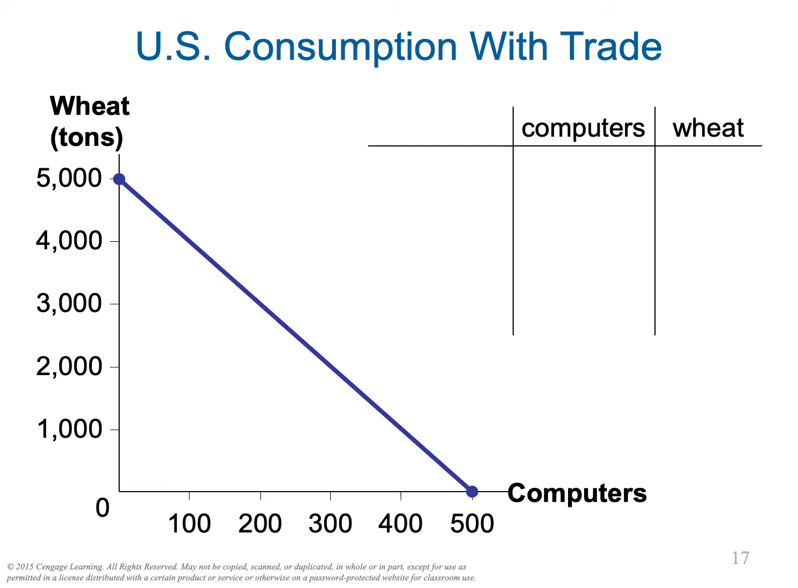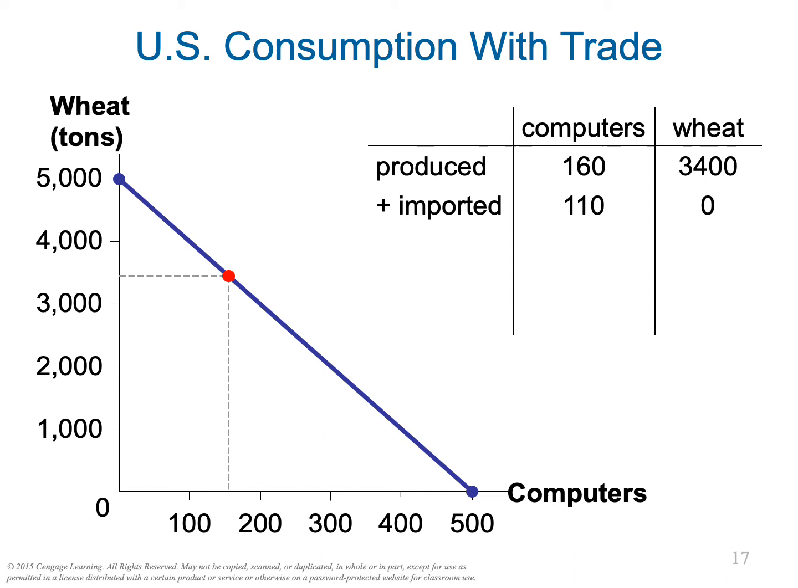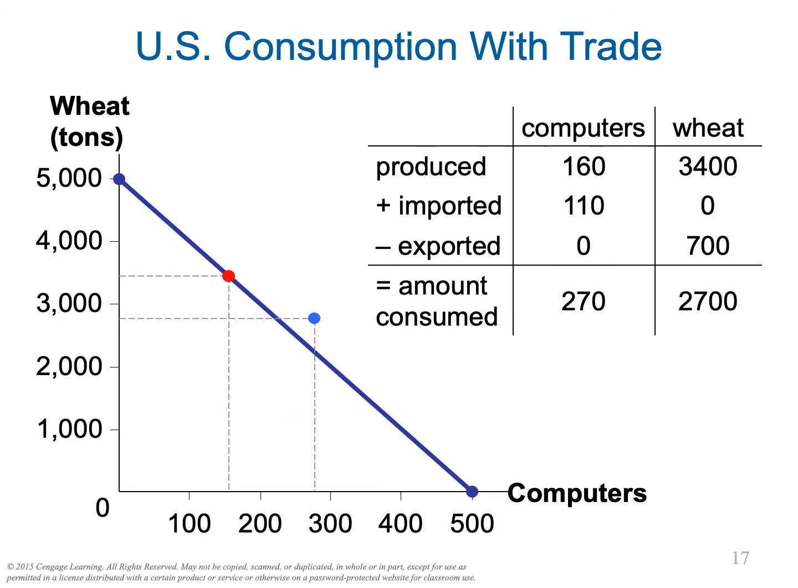All right, so let's look at U.S. consumption with trade. Here's the point that we said the U.S. produced at: 3,400 tons of wheat, 160 computers. We are going to import 110 computers from Japan, and we are going to export 700 tons of wheat to Japan. So we add 110 to 160, and we subtract 700 from 3,400. What we have available to consume is 270 computers and 2,700 wheat. When we plot that, it's this blue point right here, which coincidentally is outside of our PPF.